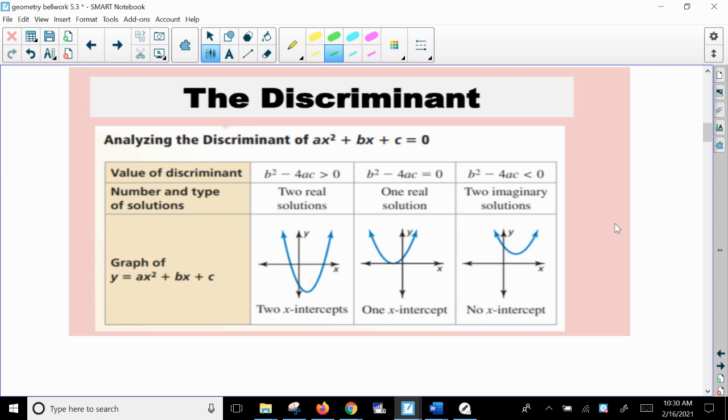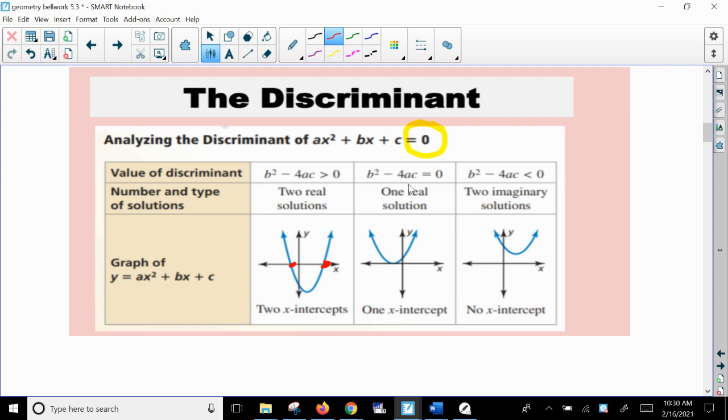So the discriminant, remember, when you are finding your a, b, and c, make sure your equation is in standard form, which means it should say equal to 0. When it does, your discriminant is either a number bigger than 0, equal to 0, or less than 0. If your discriminant is bigger than 0, that means you have two real solutions. Two real solutions means that the parabola crosses the x-axis at 2 points.